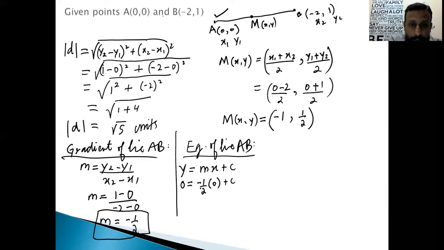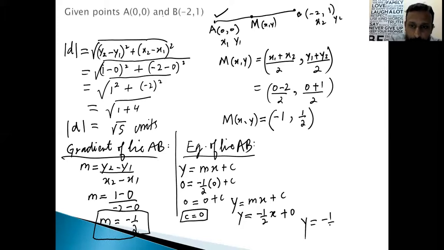Again, the value of x is 0. So dear students, we can simplify this. 0 equals 0 plus c. That is, c equals 0. The y-intercept is 0. Therefore, the required equation of line is y equals mx plus c. We plug in the value of m as minus 1 upon 2, x plus 0. So y equals minus 1 upon 2 x. This is our equation of line.